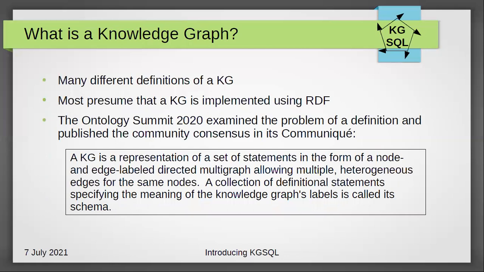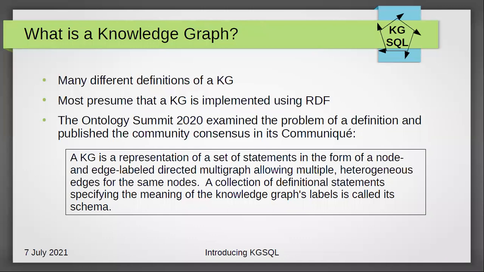But what is it? The fact is that there have been many definitions of the knowledge graph in the literature. They're not particularly compatible with each other, although they have a lot of common features. Most of them presume that a knowledge graph would be implemented using RDF. Now, in the Ontology Summit 2020, the theme was knowledge graphs. It examined this problem of the definition of knowledge graph, and the community came to the following consensus, which was published in the communique, which appeared in the journal Applied Ontology.